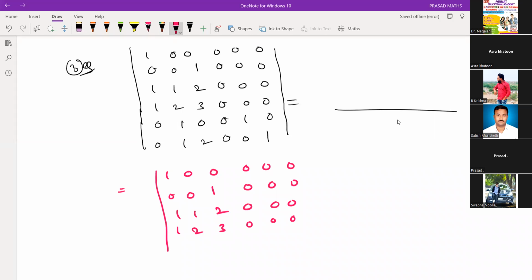Right? 1 1 2. Okay, next is 0 1 0 0 1 0. Next 0 1 2 0 0 1. Now what do you do? What is the first step? Convert this data into block matrix. Now first you need to cover the zero matrix. Where is 0? Here 0 0 0 0 0 0 0 0.